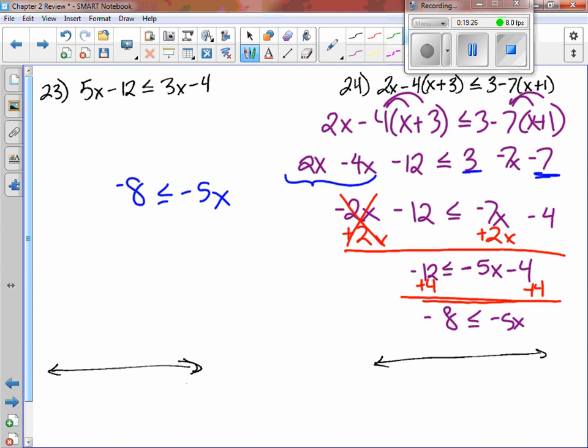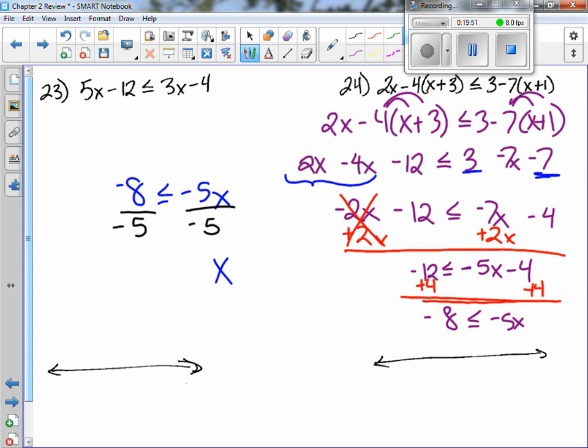Yes? So is x by itself? No. What do we need to do to get it by itself? Divide by not just 5, but negative 5, because when we solve for the value of x, we need it to be positive.